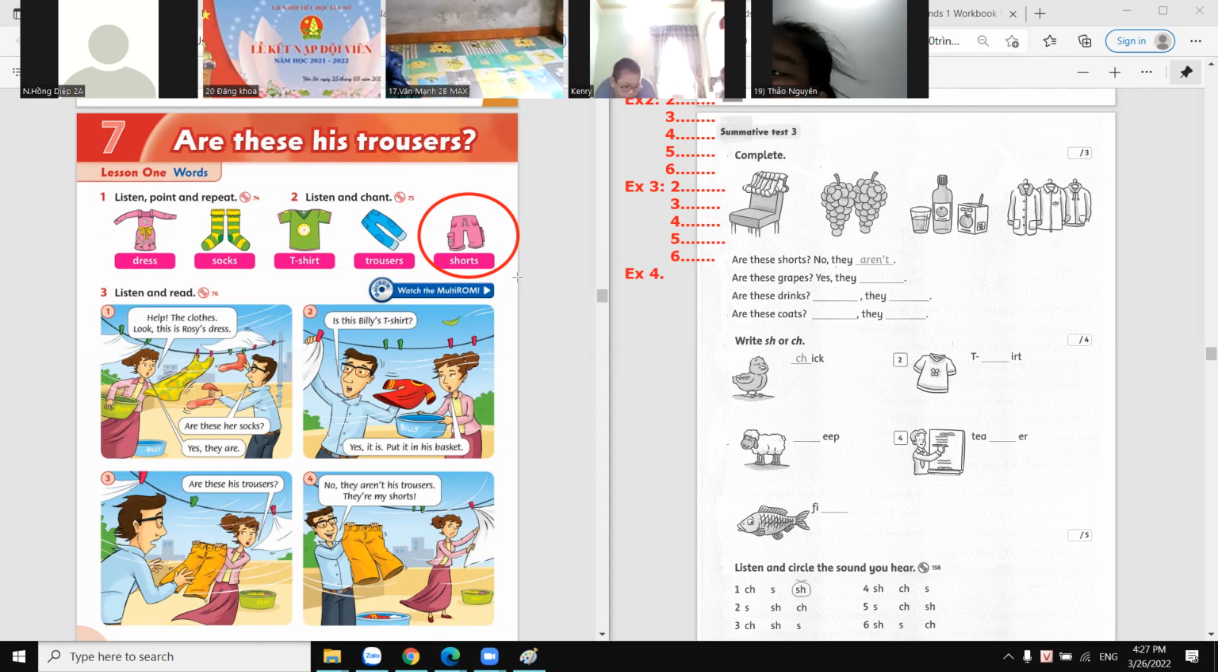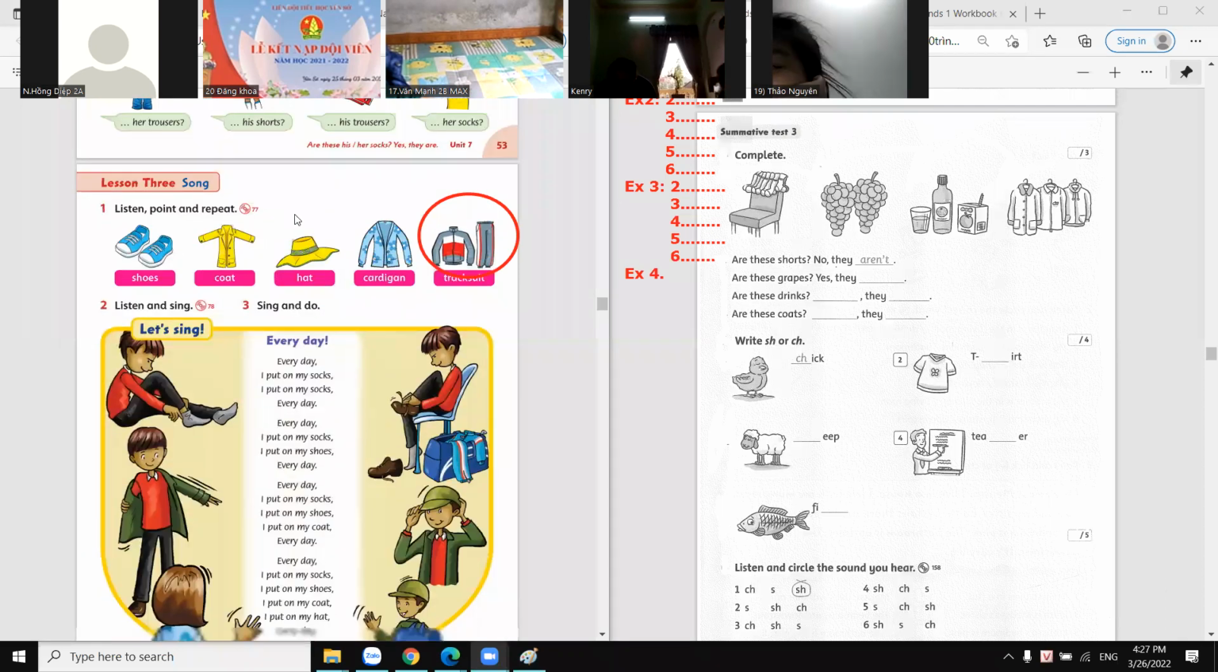Are these orange shorts? No, pink shorts. Yeah, they are pink shorts. Okay, and they are pink shorts. Yes, good. And tell me, is this a hat? No, a coat. Yeah, no, it isn't. No, it isn't a coat.